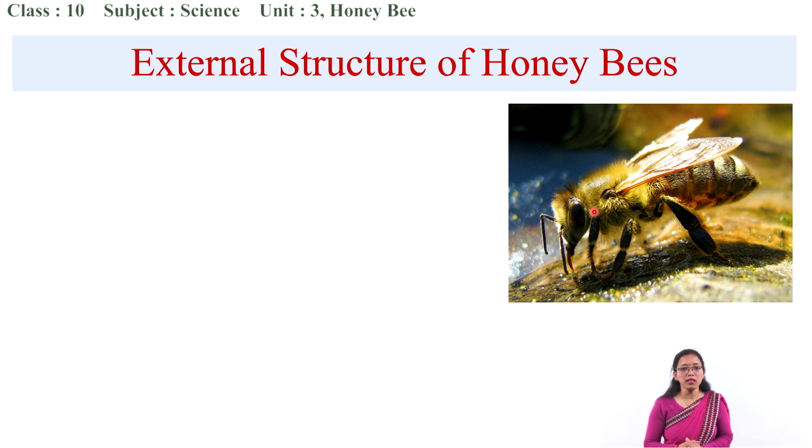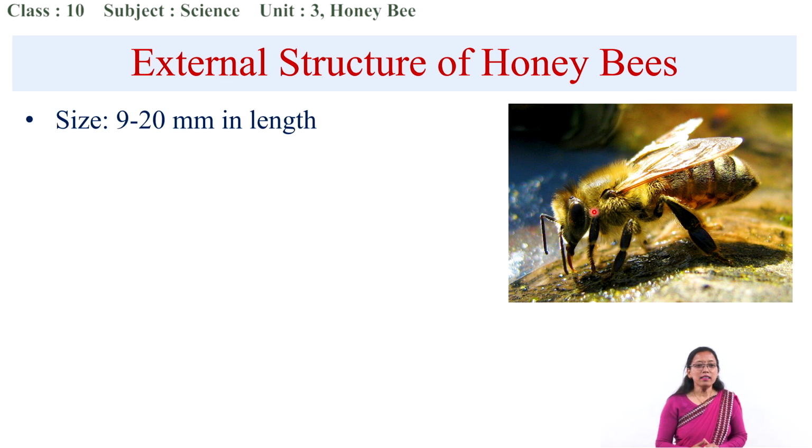And next one is, how is the structure of the honeybee? You have seen a honeybee? Have you ever caught a honeybee and studied its external structure? How many parts have you observed in the honeybee? Yes, there are different parts. And what is the size of this honeybee? See, here is a honeybee picture. What is the size? It is about 9 to 20 millimeters in length.